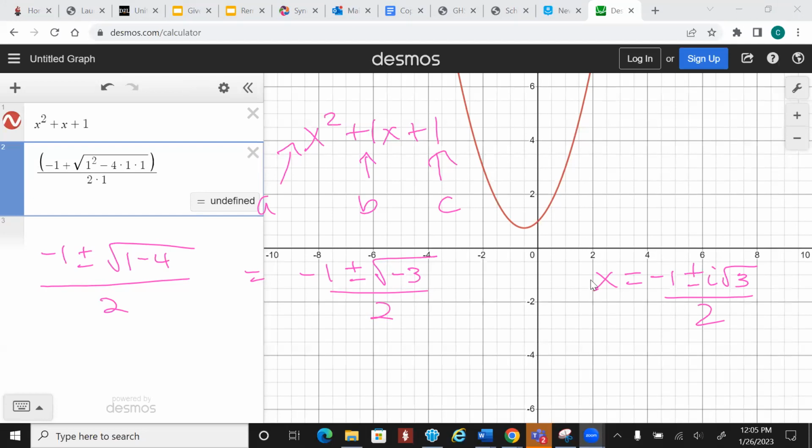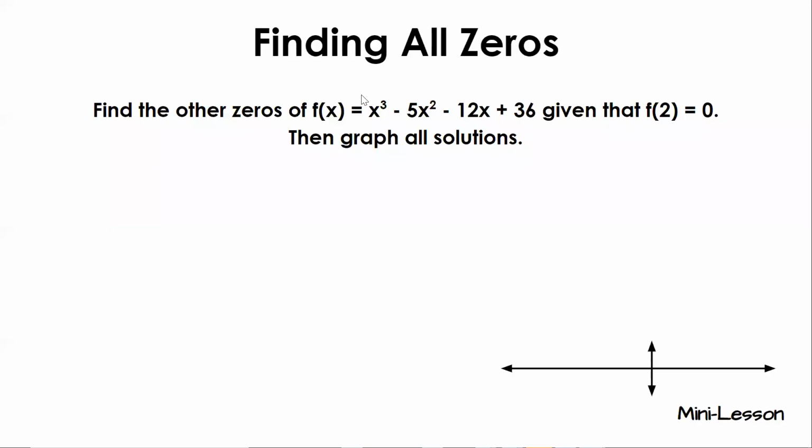And then how many solutions, or how many zeros, does this one have? You'll have 3. Okay, and one of them is going to be real, and two of them are going to be imaginary. Yep, they're fake.